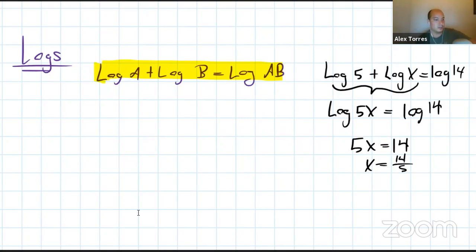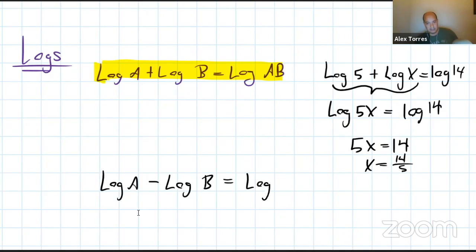A similar rule is that if you have log of A minus log of B, then the opposite is true. That's just like division. So that's log of A over B.